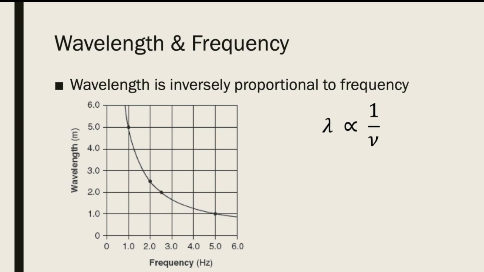Now the first letter that you see up there, that kind of looks like a backwards H, that's the Greek letter lambda, and that is the symbol that is used to represent wavelength. On the other side, we have what looks like a V with a little curvy handle. That's the Greek letter nu, and it's the symbol that we will be using to represent frequency.